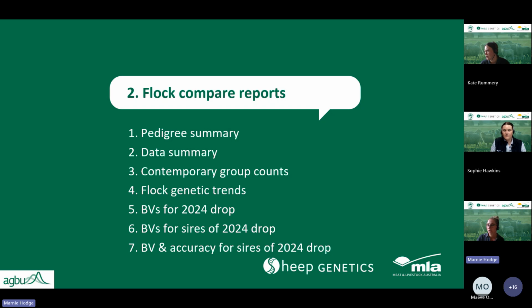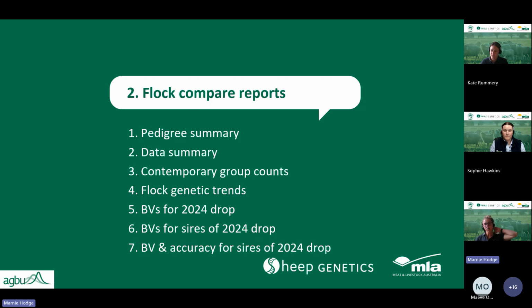There are 7 key sections of the report. The first is a pedigree summary, the second is a data summary, the third is a count of contemporary groups, and the fourth is flock genetic trend compares. The fifth section is breeding values for the 2024 drop animals for that particular flock. The sixth section is breeding values for the sire of the 2024 drop. And the seventh and final section is breeding values and accuracies at an individual sire level of the sire of the 2024 drop. So there's quite a bit of information in these reports that we'll be going through.